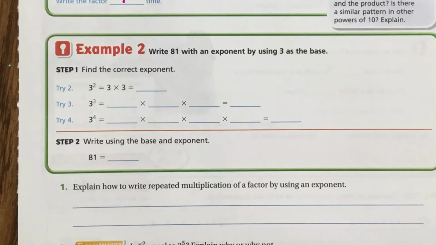All right, here we go. Find the correct exponent. So this is 3 to the second power. Doesn't mean 3 times 2. What does it mean? 3 times 3. So what's 3 times 3? 9. 3 to the third power is 3 times 3 times 3. It does not mean 3 times 3. It is not 9. So what is 3 times 3 times 3? Put it over here on the side and do it with me.